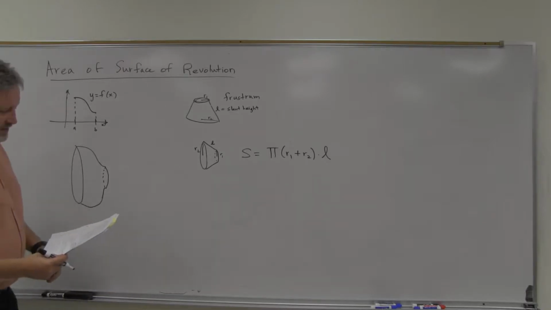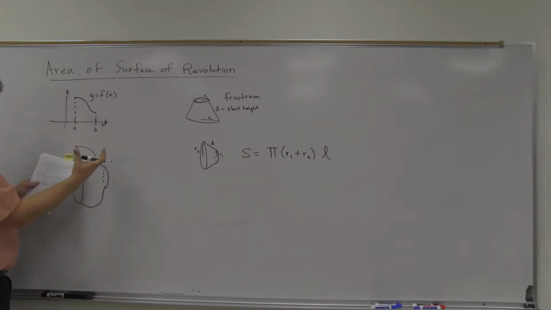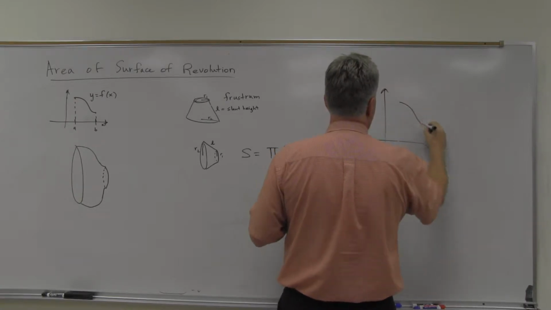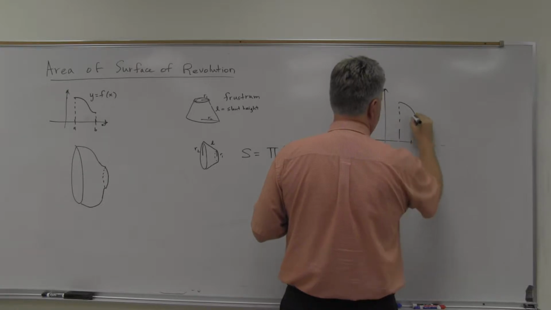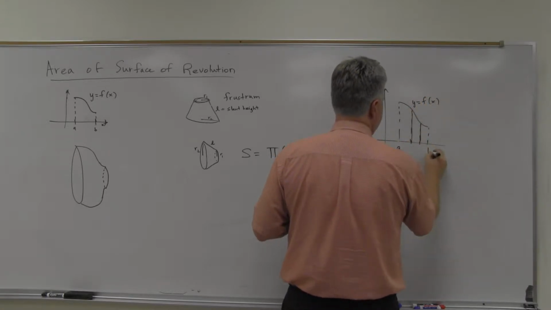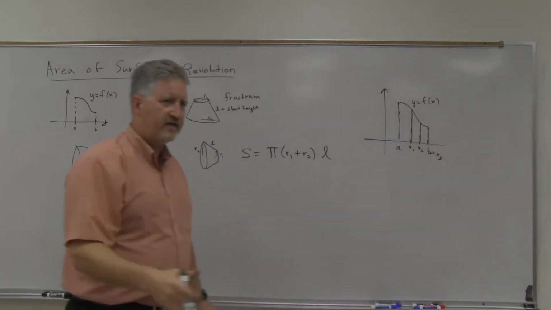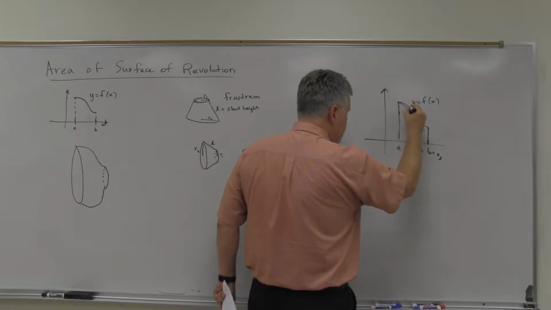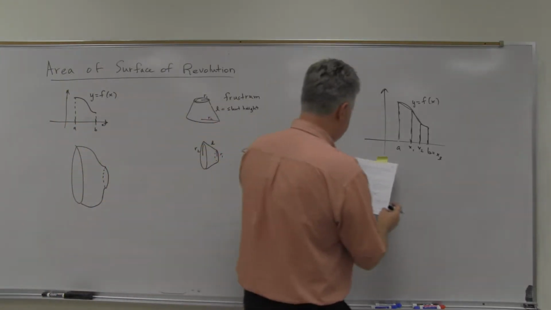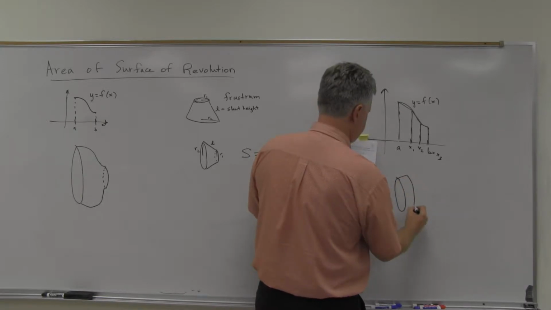Well, where does that come into play? What we wind up having here is, I divvied it up into 3. I'll try that over here. If I divvy it up into 3, that's y equals f of x from a to b, with x0 back here, x1, x2, x3. If I rotate those, and then I take these straight segments there, what I wind up with is 3 frustums. That's not too bad.